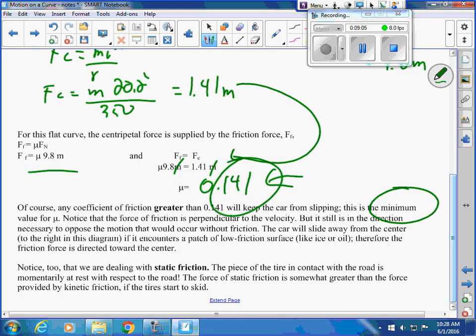Notice, too, that we are dealing actually with static friction. The piece of the tire in contact with the road is momentarily at rest with respect to the road. The force of static friction is somewhat greater than the force provided by kinetic friction if the tires start to skid. When you're coming through the park, there's that one little spot where the speed limit is 80, but there's a spot there where it's 70, right? Do you know why?